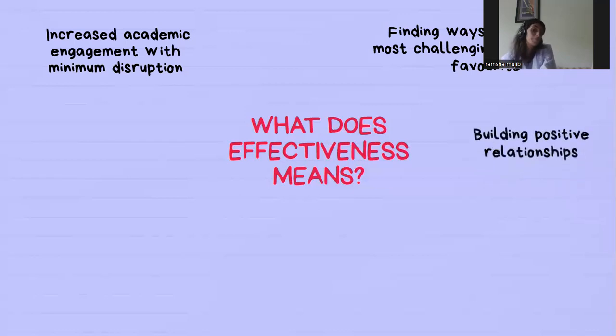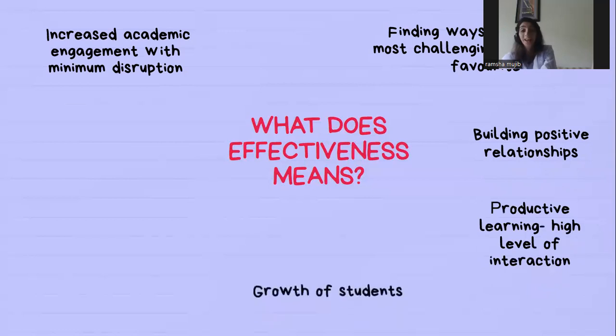The third and the most important is you need to build positive relationships. There has to be a student-teacher bond. You need to have meaningful relationships with your students in order to ensure that there exists a productive learning environment, that there is a high level of interaction in the class.